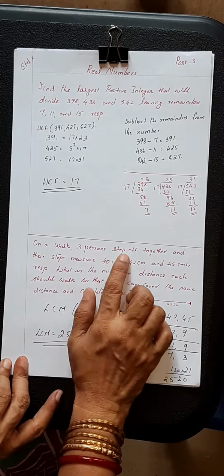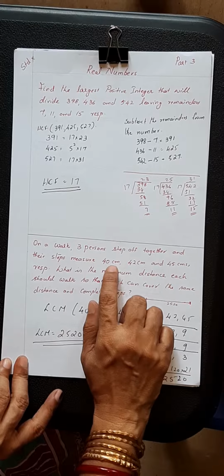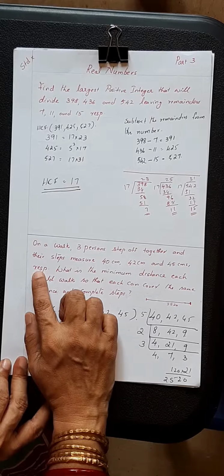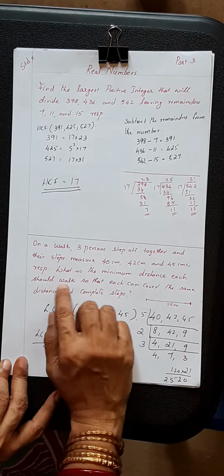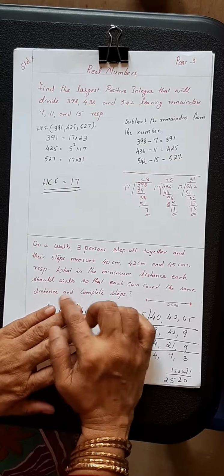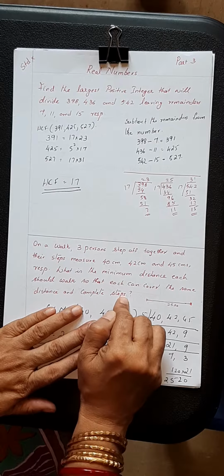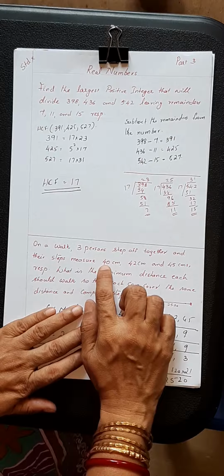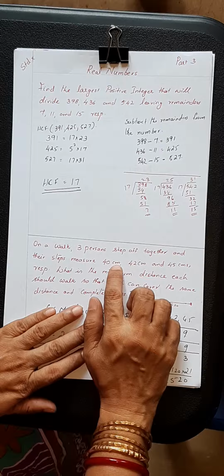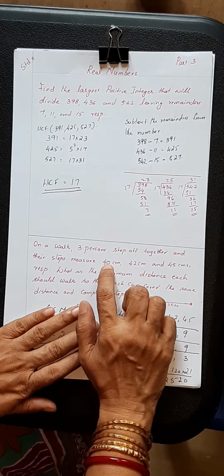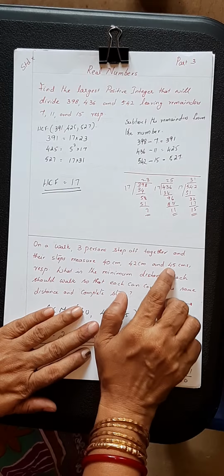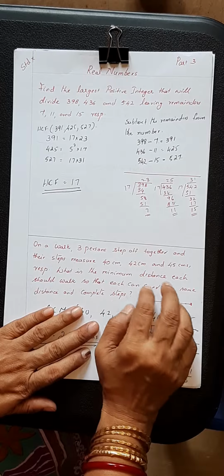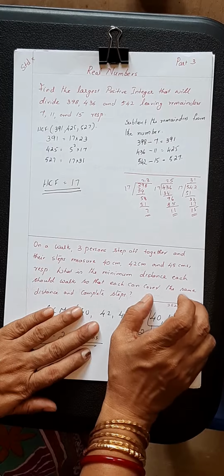On a walk, 3 persons step off together and their steps measure 40 centimeters, 42 centimeters and 45 centimeters respectively. What is the minimum distance each should walk so that each can cover the same distance and complete the steps? In one step they are covering 40, 42 and 45 centimeters. So they will have a different speed while covering a particular distance.